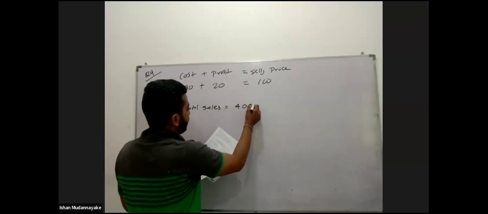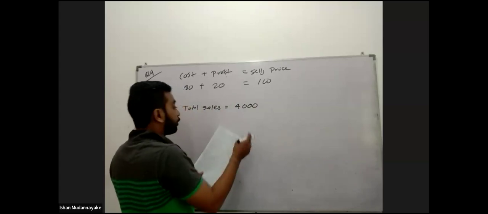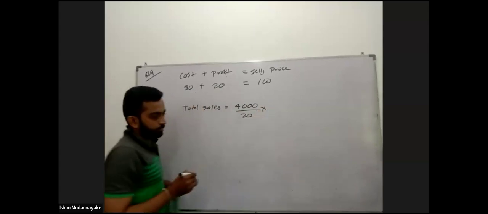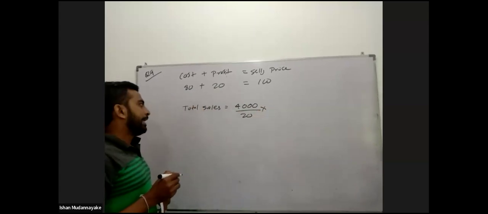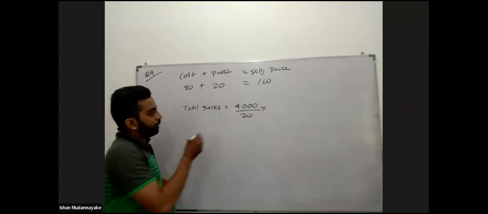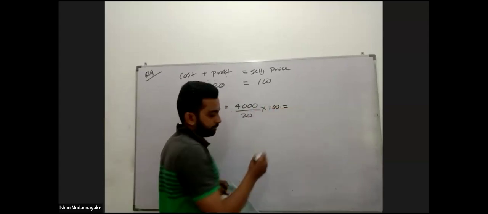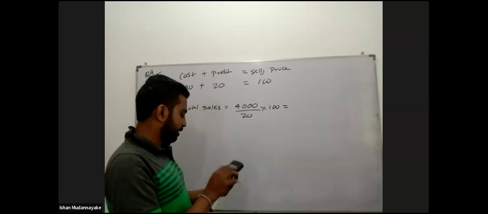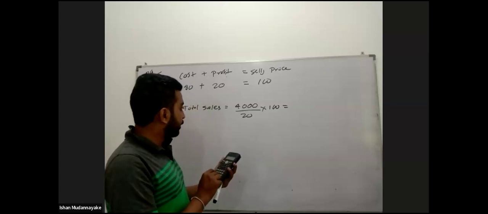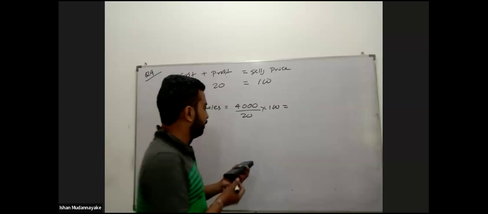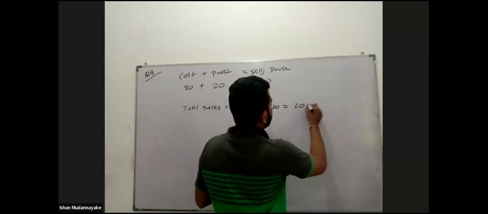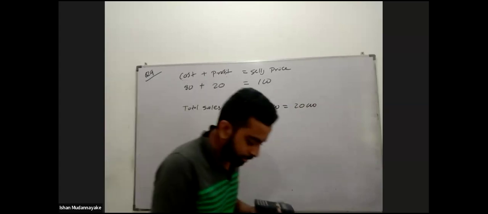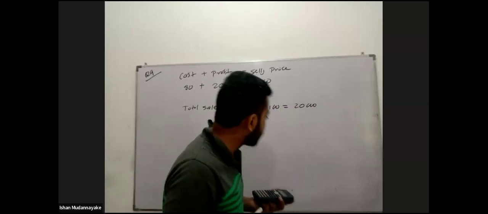Gross profit 4,000 is equal to 20. To calculate total sales, 4,000 divided by 20 multiplied by 100. How much is total sales? 4,000 divided by 20 multiplied by 100 equals 20,000. Total sales is 20,000.